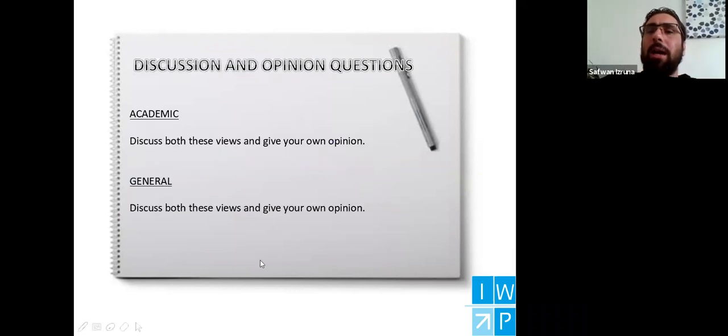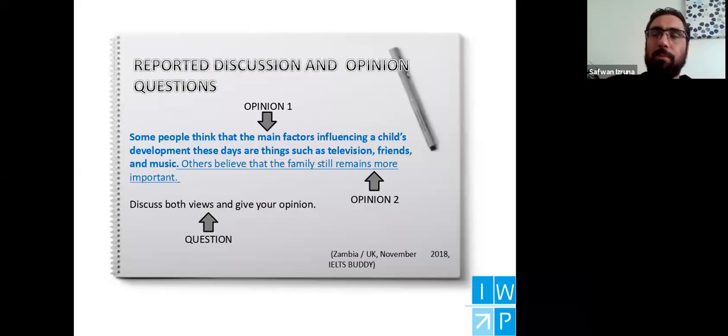Okay, now we have a discussion and opinion essay question. Now the wording is the same for both. It's discuss both these views and give your own opinion. Okay, so the wording is the same. You are given two opinions and then you are asked this question here. So the academic and general are the same. Sometimes the topic is a little bit more academic for the academic version. Take a look at some of these.